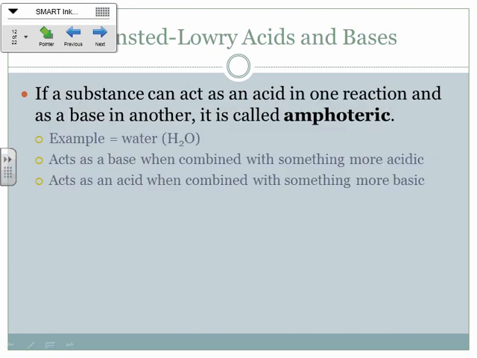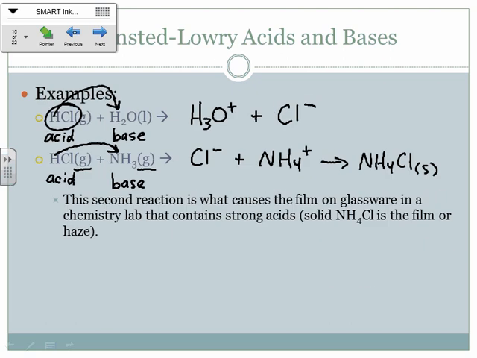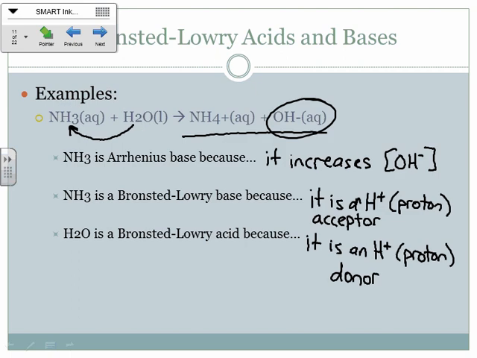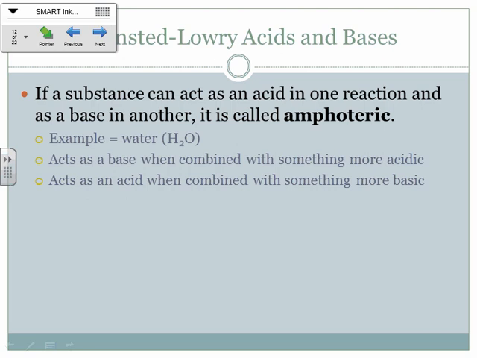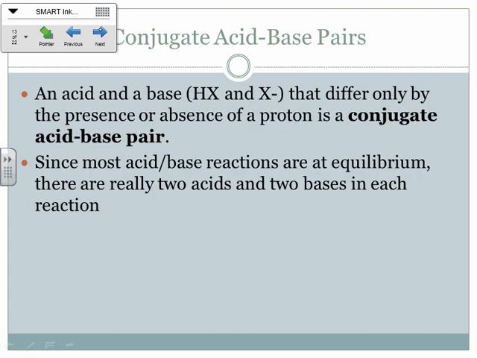All right. If a substance can act as an acid in one reaction and as a base in another, it's called amphoteric. I thought we weren't going to get to this till the next set of notes, but here it is. Water is an example. Okay, we've seen two examples here. One right here at the top, HCl plus H2O, where water is acting like a base. Okay, and then we also saw an example here where water is acting like an acid. So water is amphoteric. It can act as an acid or a base. Okay, it acts as a base when it's combined with something more acidic, and acts as an acid when combined with something more basic.